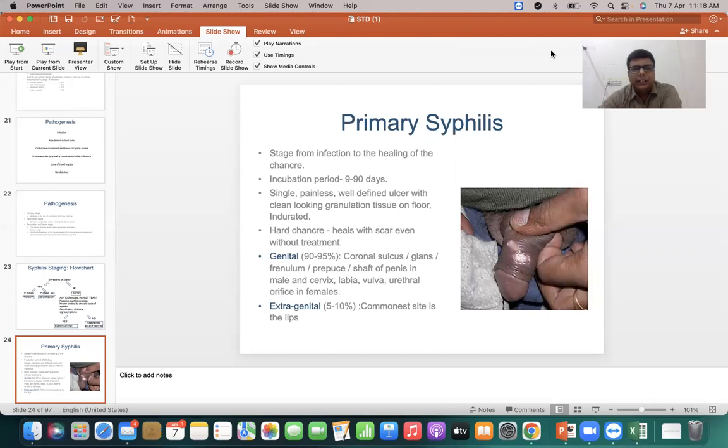In 90 to 95% of cases, the genital lesion is present, and extragenital lesions are present in 5 to 10%. The most common extragenital area is the lip. In genital areas, it occurs at the coronal sulcus, glans, frenulum, prepuce, shaft of penis in males, and cervix, labia, vulva, urethra ulcers in females.